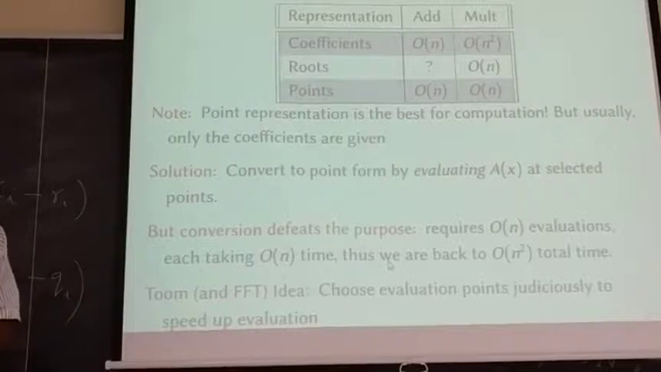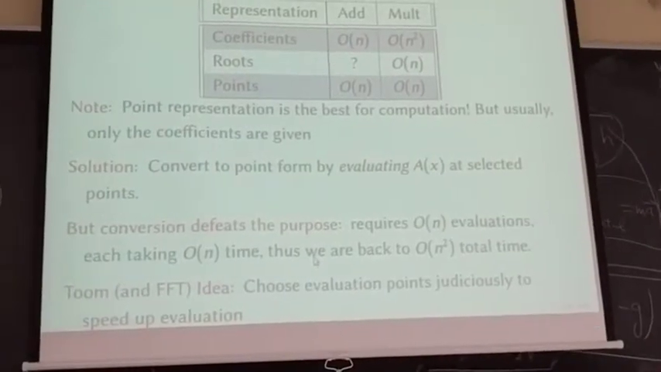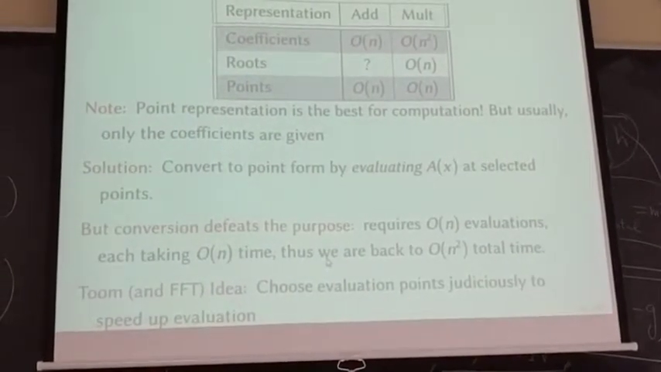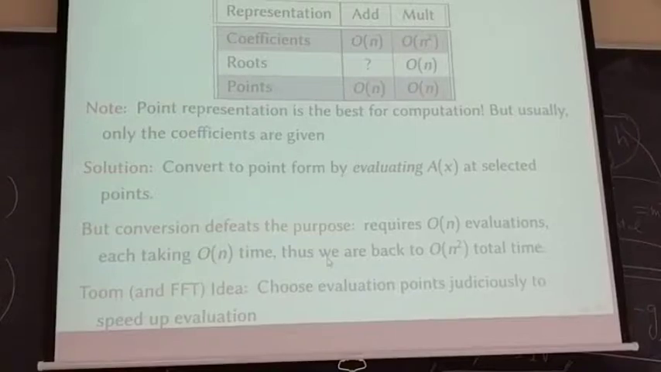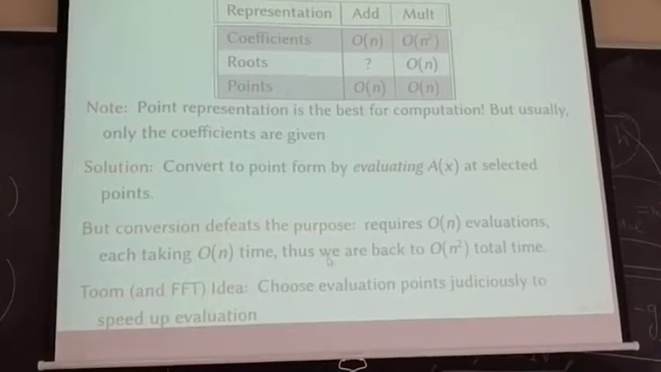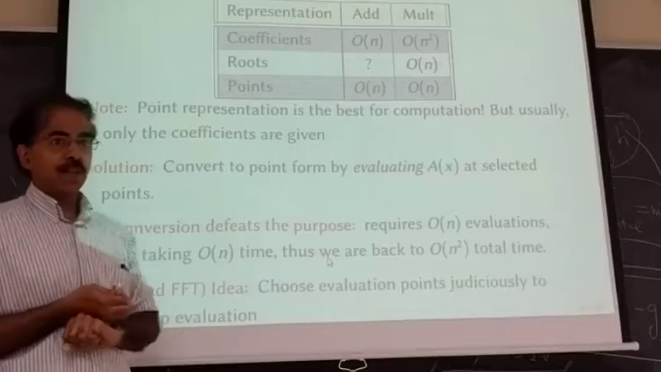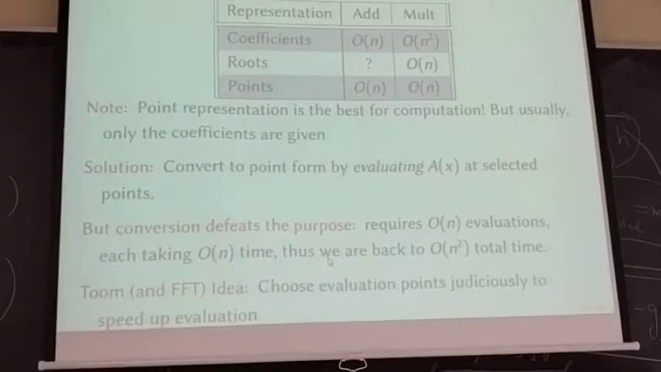So that looks like a good strategy. Let's go to the point representation and then we don't have to do n squared multiplications anymore. We'll just do n multiplications. But unfortunately, to convert from coefficient to point representation, the most straightforward way is this: we know that a polynomial of degree n needs n plus 1 points, so you have to evaluate it at n plus 1 points.